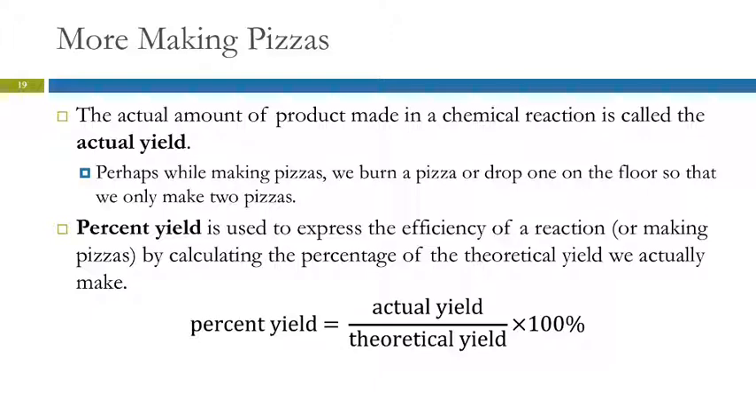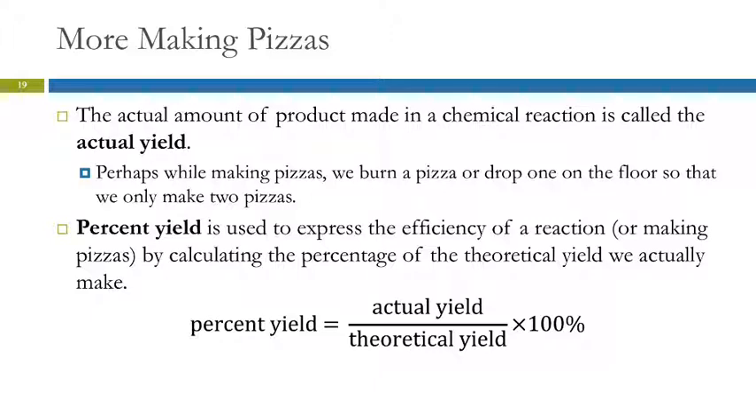So how do we express the ratio of actual yield to theoretical yield? Give us a number to say, well, how well did we do? We use a percentage. So the percent yield tells us how efficient the reaction is, how efficient we are making pizzas. And the percent yield is the actual yield, how much you actually get, divided by the theoretical yield, times 100%.